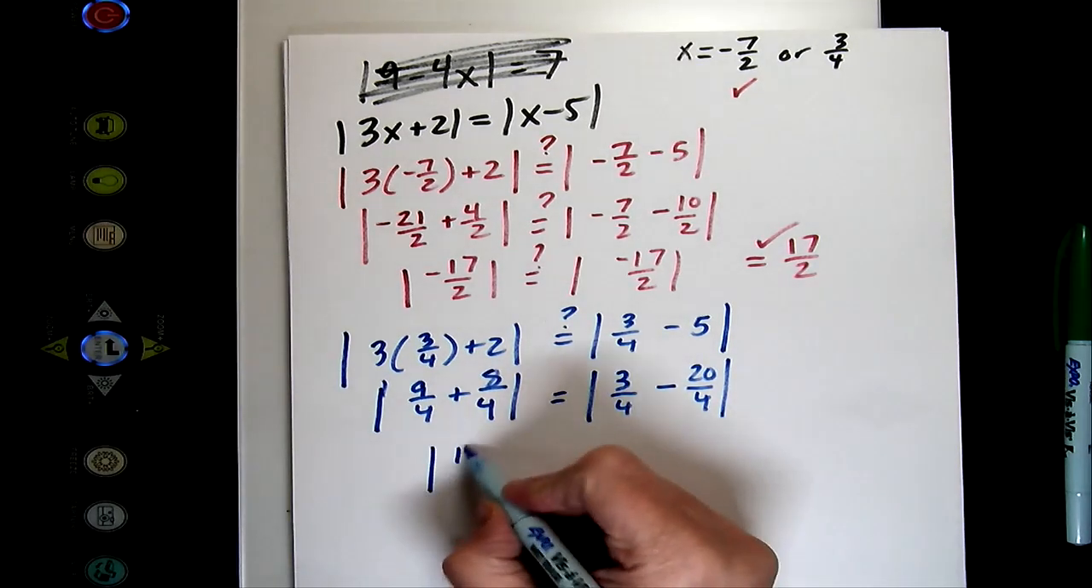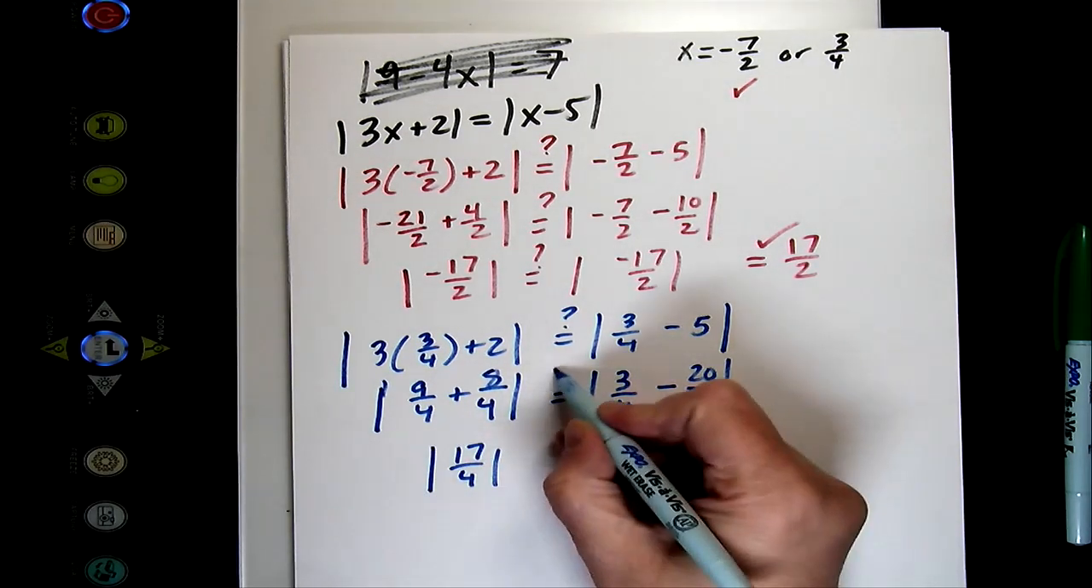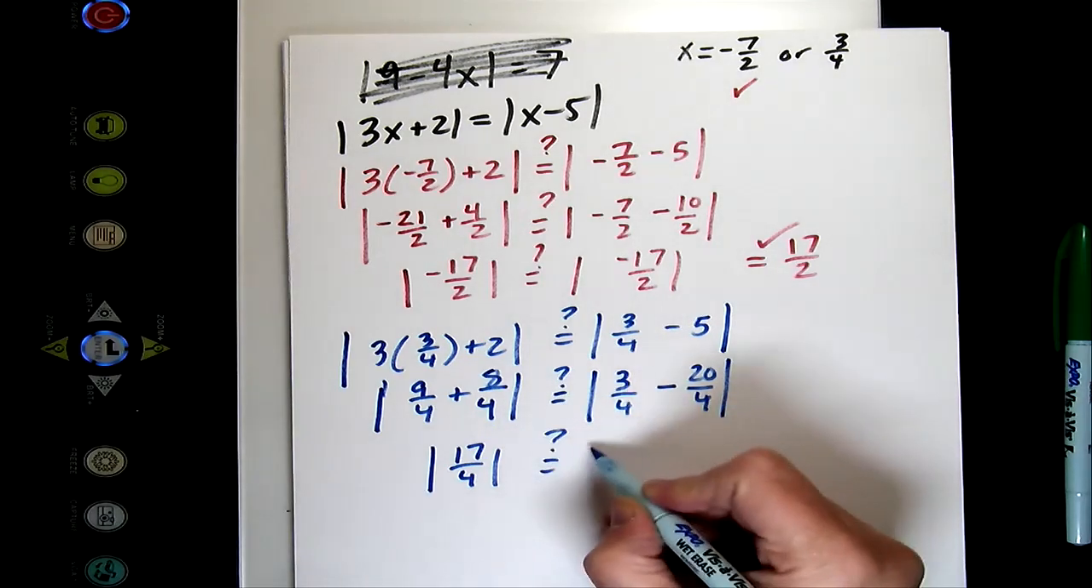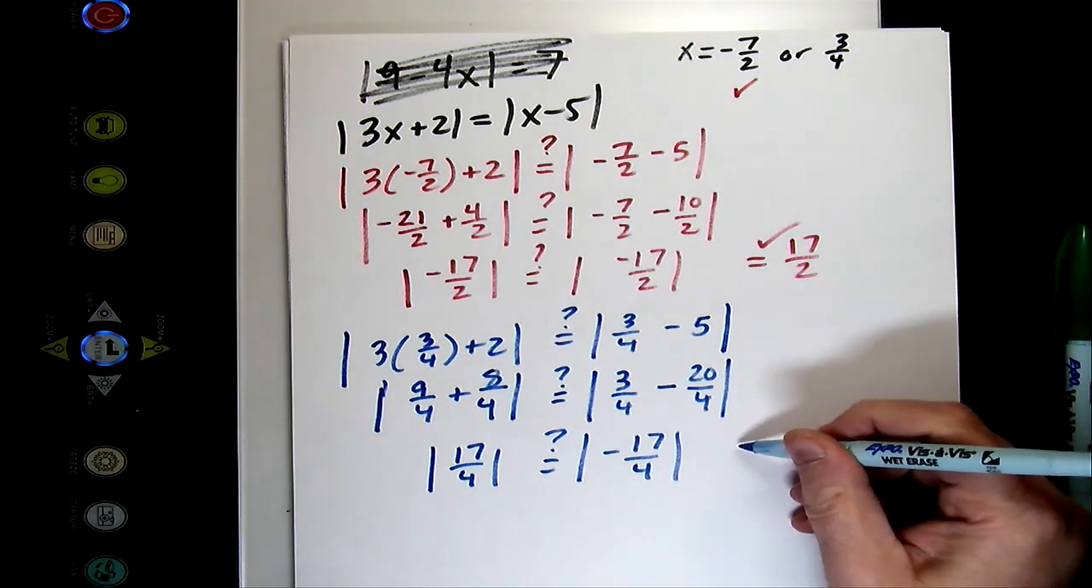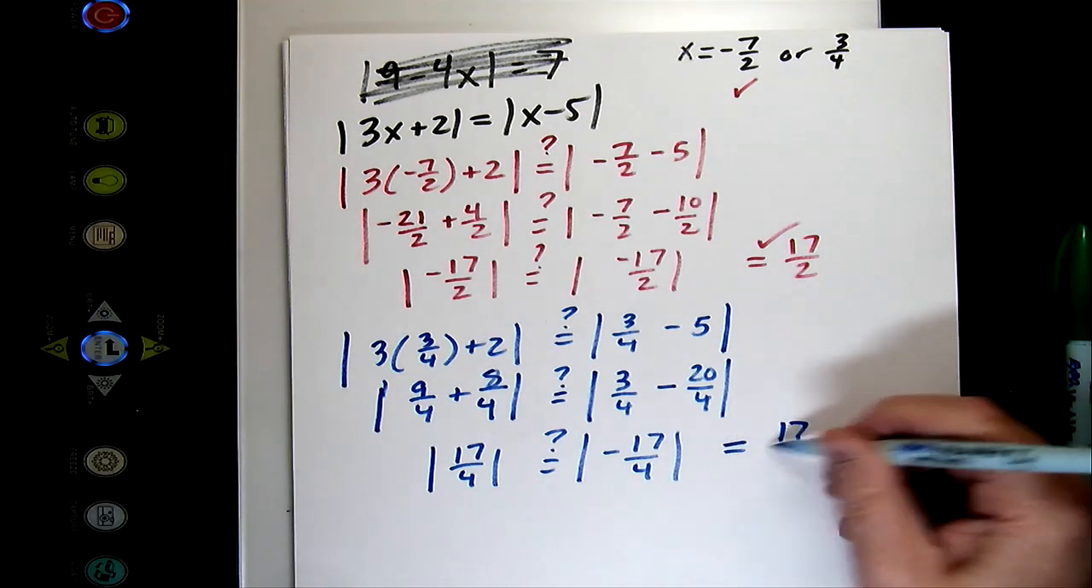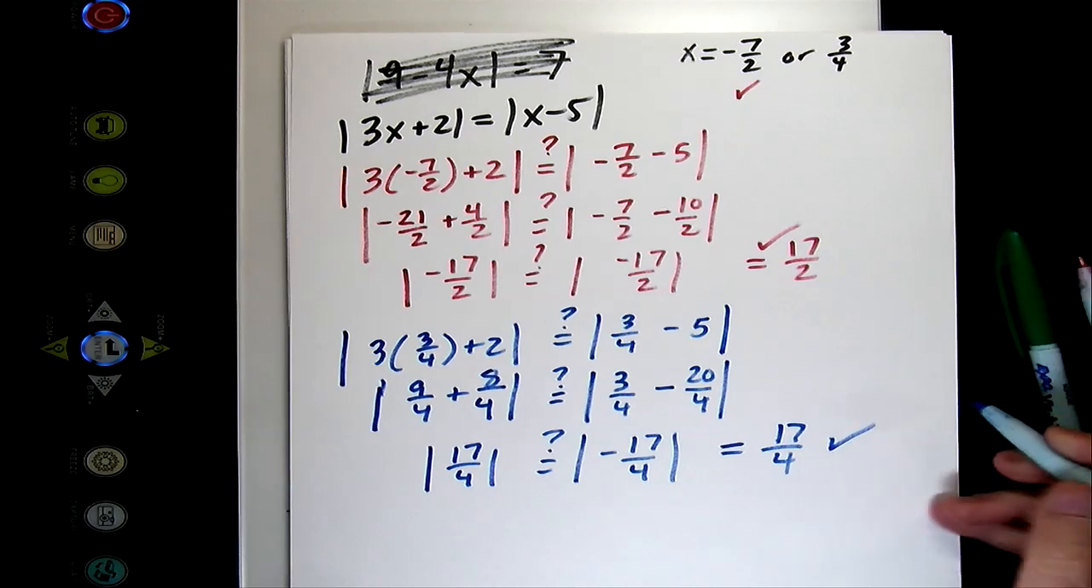Here, I've got the absolute value of 17/4. On the right side, I've got the absolute value of -17/4. But conveniently, the absolute value makes them both positive, 17/4. That's a valid solution as well.